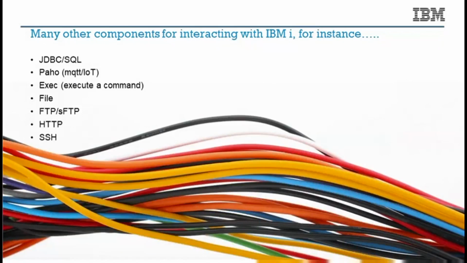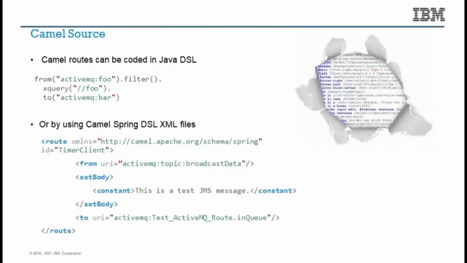Here's some of the other popular components. Paho you can use to talk to an ActiveMQ broker on IBM i, might be doing some IoT things. You can use the JDBC component to talk to the database on IBM i. There's also an SQL component to talk to DB2 on IBM i. You can execute commands and work with the file system and do all of these great things on IBM i as well.